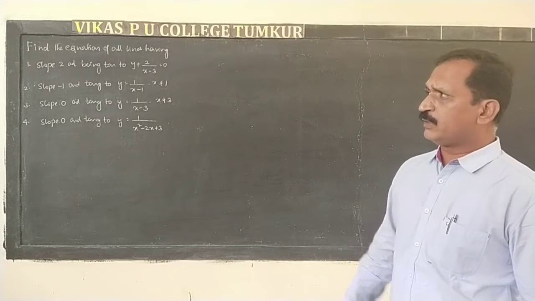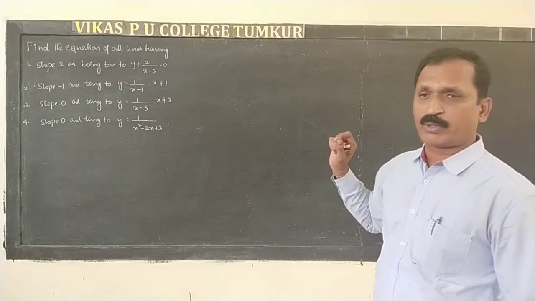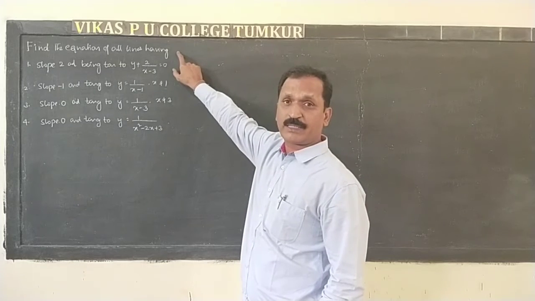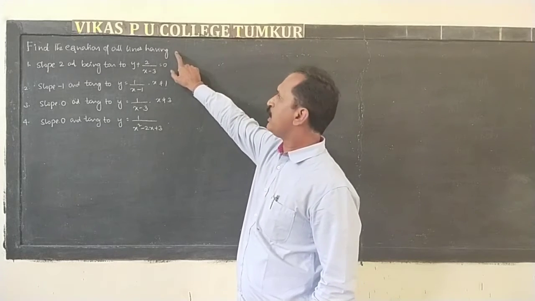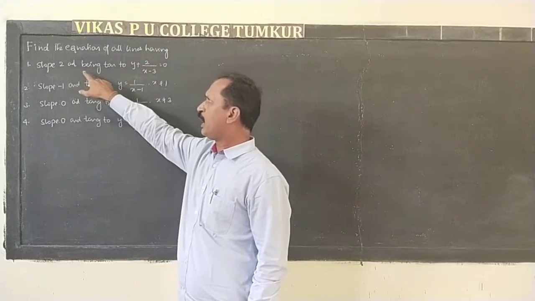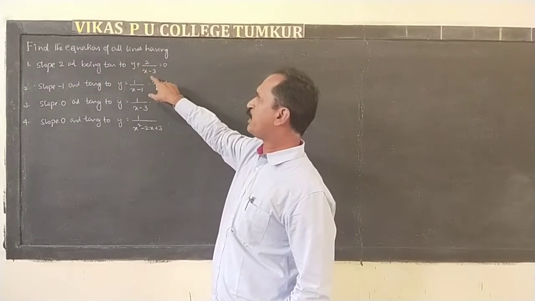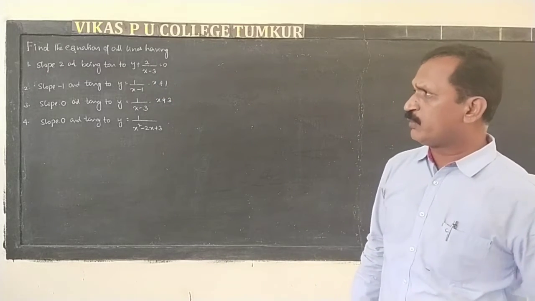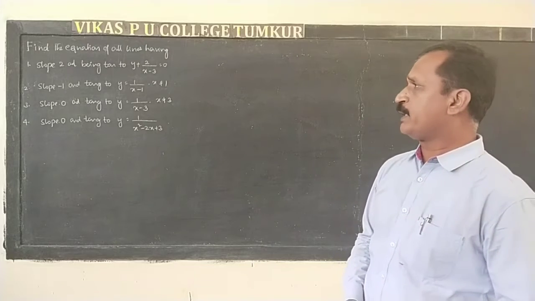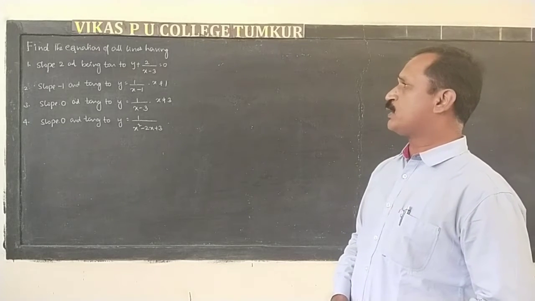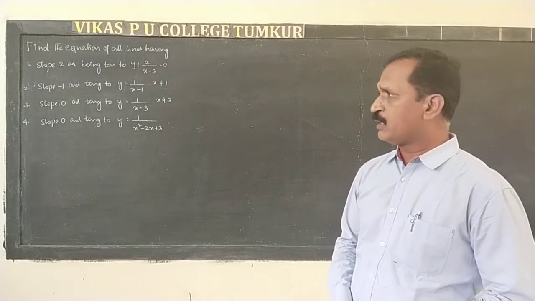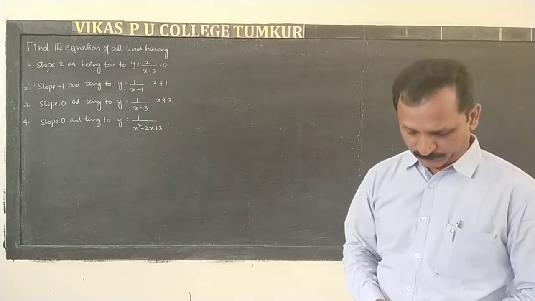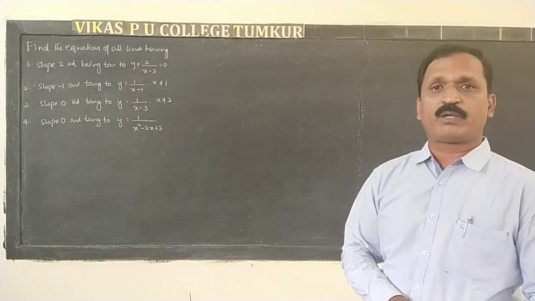ಉದಾಹರಣೆಗೆ ಇಲ್ಲಿ 4 ಲೆಕ್ಕ ಇದೆ. I will give the problems. You want to find the equation of all lines having the slope 2 and being tangent to the curve y plus 2 by x minus 3 is equal to 0. ಇದು ಒಂದು ಪ್ರಾಬ್ಲಮ್ ಇದೆ. And slope minus 1 being tangent to y is equal to 1 by x minus 1, and slope 0 tangent to y is equal to 1 by x minus 3, and so on. And now we shall solve one by one.